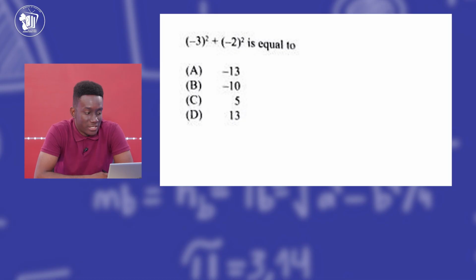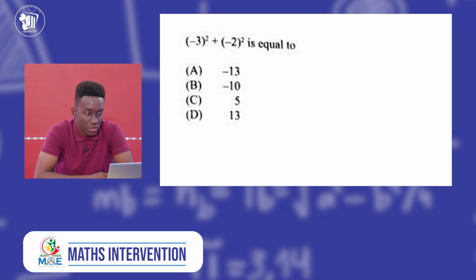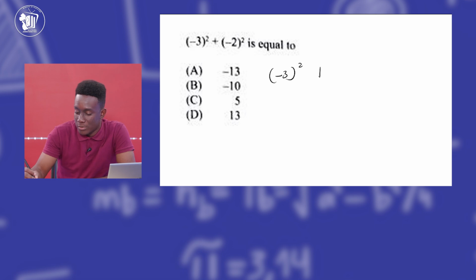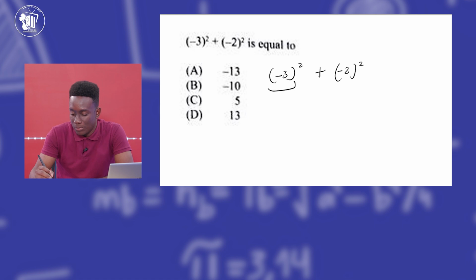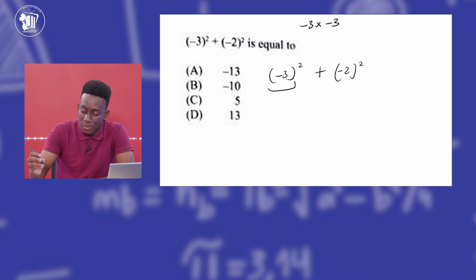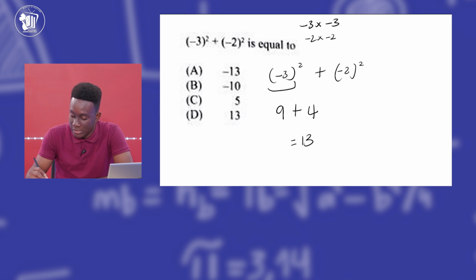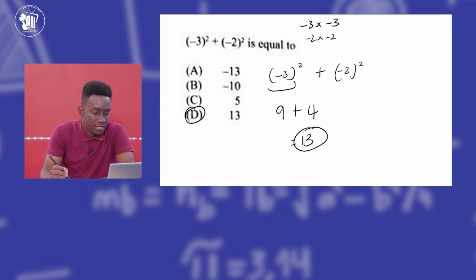This question says negative 3 raised to the second power plus negative 2 raised to the second power is equal to. So we know negative 3 raised to the second power is the same as negative 3 multiplied by negative 3. A negative times a negative would be a positive. 3 times 3 would be 9. Plus negative 2 raised to the second power would be the same thing, negative 2 times negative 2. A negative times a negative would be a positive. 2 times 2 is 4. So 9 plus 4 would simply be 13. So the answer is D, 13.